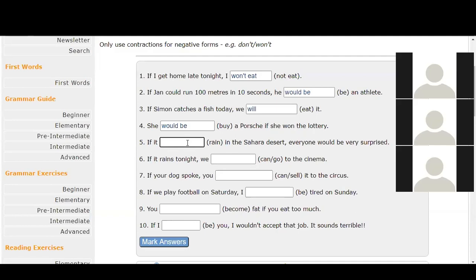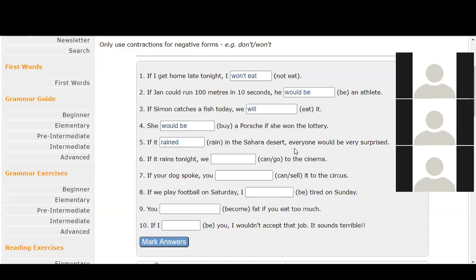Who said again? Say it again. Was rain. No. Guys, it's a simple verb, and it's regular. So if it rained, that's it, all right? So what I'm saying is, is it very likely that it will rain in the Sahara Desert? It's not, right? I'm saying, okay, if it rained, but it cannot rain there.